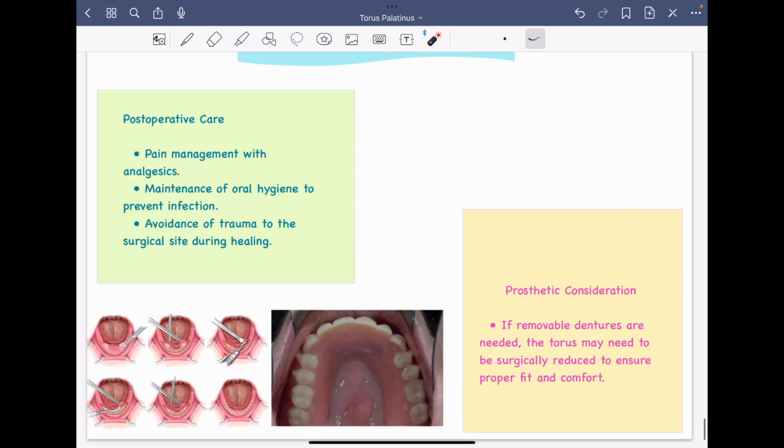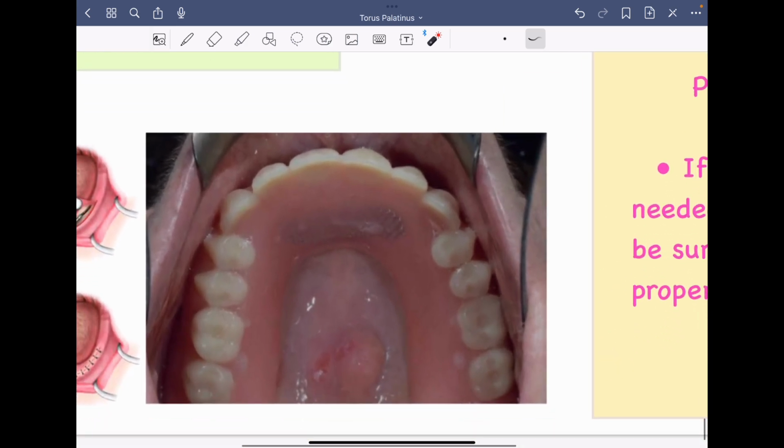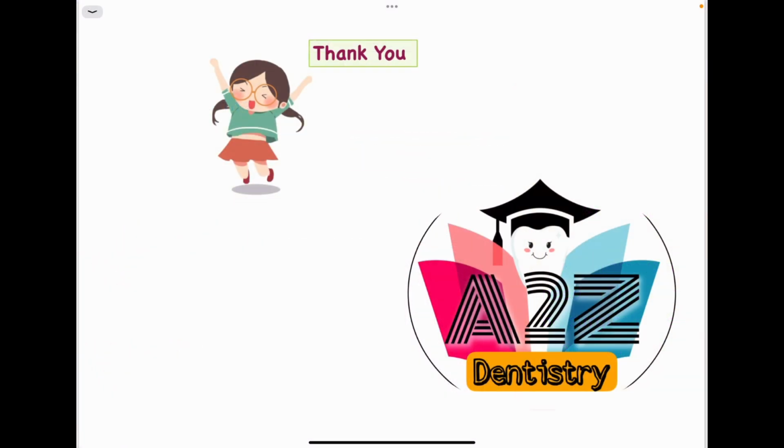Here you can see, a horseshoe shaped maxillary denture is fabricated. Here you can see the torus. So here they have reduced the size of the torus and they have given the horseshoe shaped maxillary denture. So guys, that was all about torus palatinus in detail.